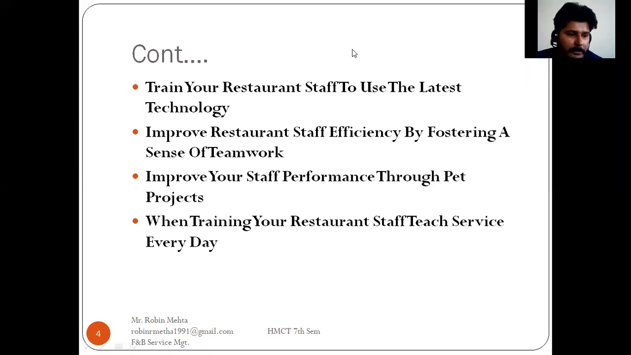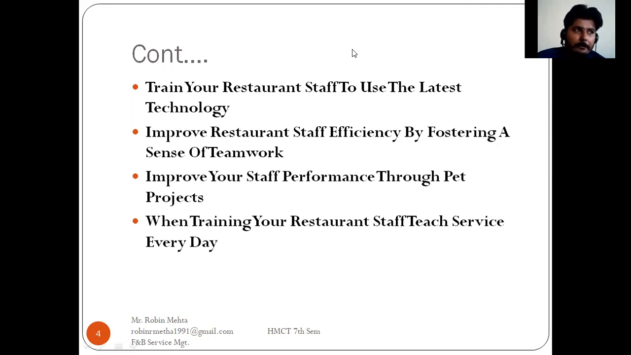And next, improve your staff performance through pet projects. Okay, pet projects. There are so many projects on how to increase our performance. For example, we can take programs like training programs, or a little get-together. So that is how we can improve staff performance through pet projects.